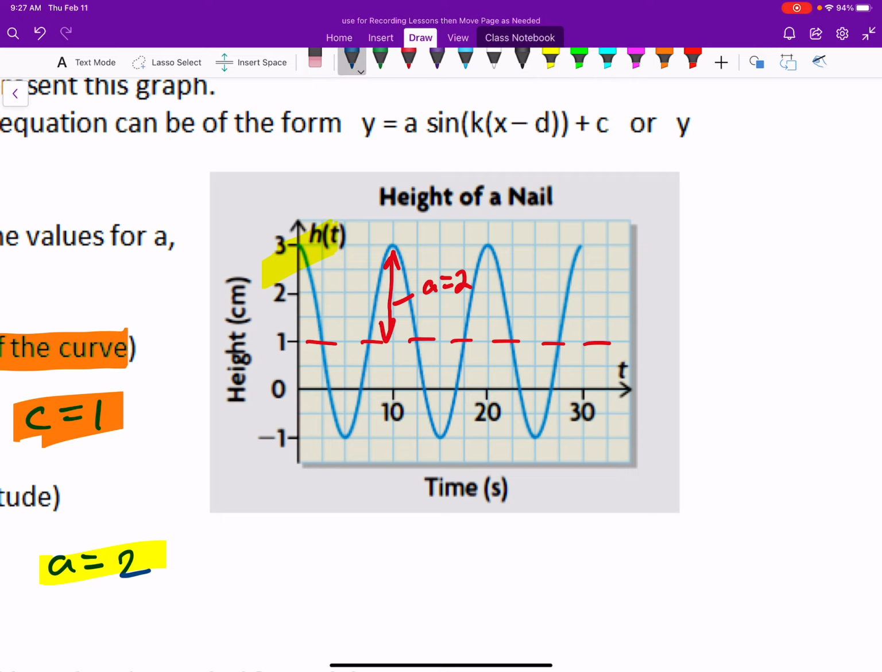So say my graph started over here, and it was cosine, and it was something like this, well, then I'd have to do a d value. I'd have to do some sort of horizontal shift to shift my parent function to get over there. But I don't even have to do that in this case. There's no horizontal shift needed to make this look like a cosine curve.